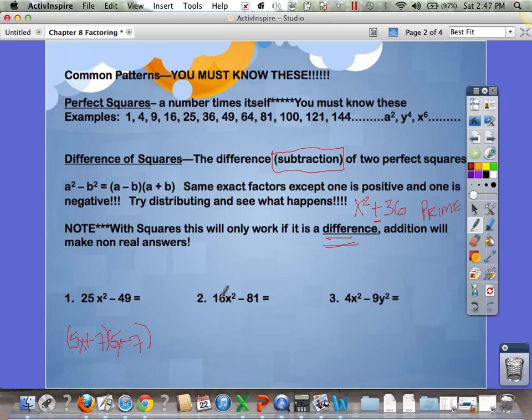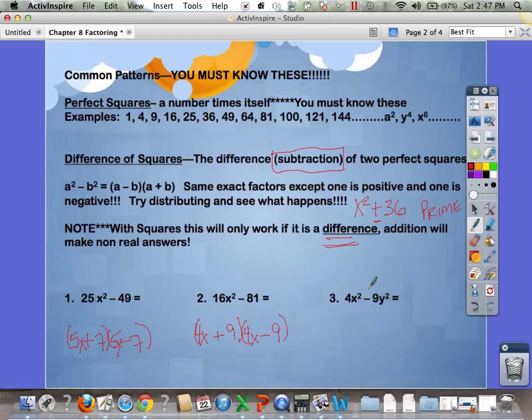All right, let's do the next one. This is a perfect square, and this is a perfect square, and we have subtraction. So we take the square root of 16, which makes 4, and you split up your x's, and you take the square root of 81, which is 9 times 9. And it's one positive, one negative. And if you put the negative in front, that's okay. It does not matter.